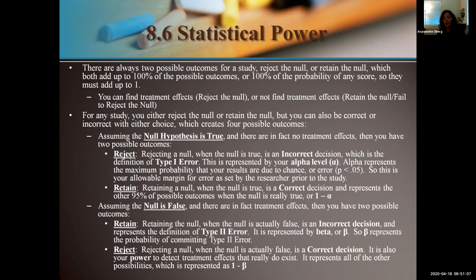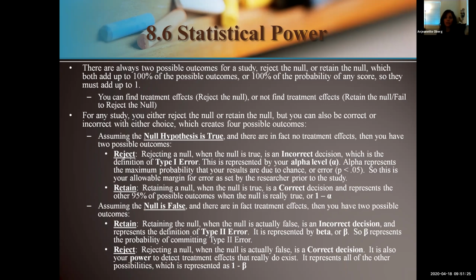And so instead our alternate hypothesis is true. Again, we can make 2 decisions, the correct one or the incorrect one. So if we retain the null, when we're saying there were no differences, when in fact there were, right? The null is false. Then what we've done is we've committed a type 2 error.